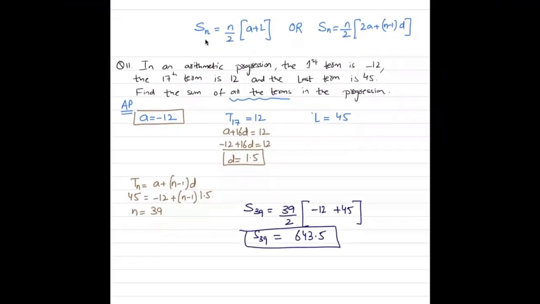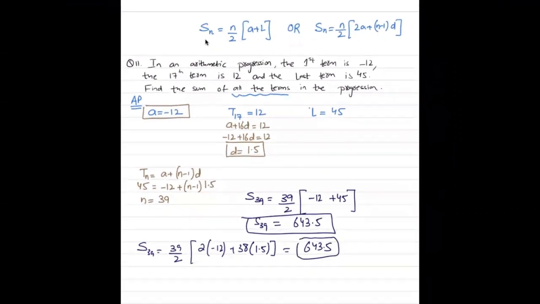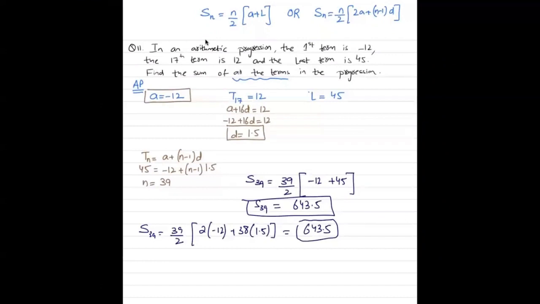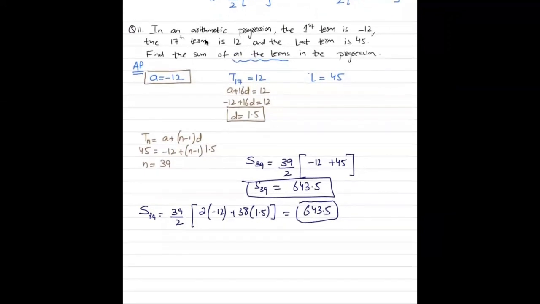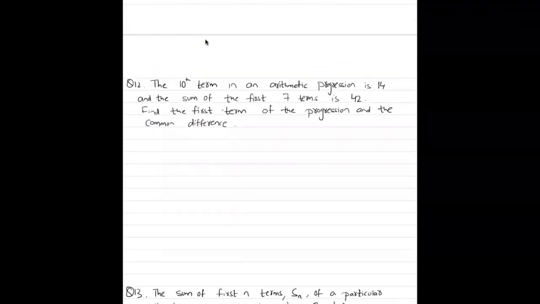I'll do an example using the other formula as well. So S39 using the other formula is going to be 39 upon 2 times 2a plus n minus 1, that is 38, times d. If you use this formula, you are still going to get the same result. If you want, you can confirm it. 2 times negative 12 plus 38 times 1.5, times 39 divided by 2, that's 643.5. All right. Now the next example.